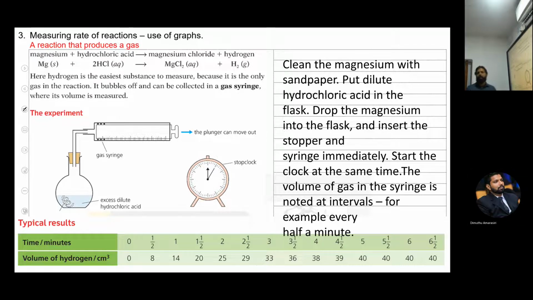So what you are doing in the class is something you have to do in the exam itself, right? Drawing these graphs and answering the questions of the graphs. You'll be doing the same thing in the exam.